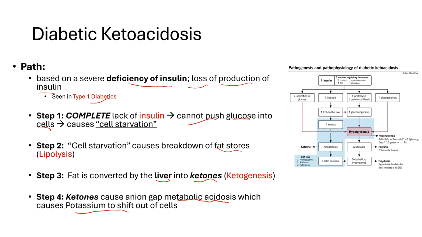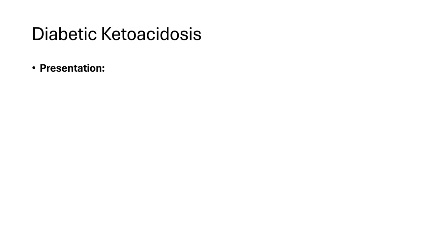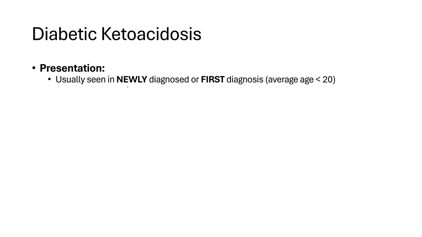Now, for completeness' sake, I did include this diagram, which emphasizes everything else that's taking place. But I think understanding these 4 simple steps will help really emphasize what's taking place and the big takeaway on symptoms and complications due to the production of ketones leading to metabolic acidosis. But remember, DKA occurs due to the absolute loss of production of insulin. So let's talk about the presentation that we see with DKA. This is typically seen in newly diagnosed or as a first-time diagnosis. The average age is typically a young individual, typically less than 20 years of age, or someone around that age.